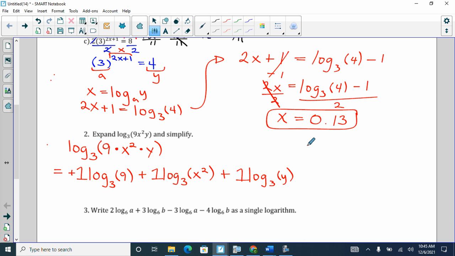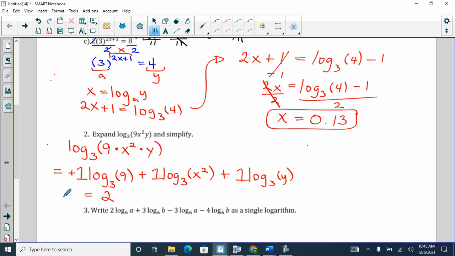Now this one, if you type it into your calculator, you actually get 2. Why do you get 2? Paying attention. 3 to what power is 9? 3 to what power is 9? 2. So your calculator, log 9 divided by log 3, is 2. It's going to get you 2 here. So make sure you actually do the math for that one.